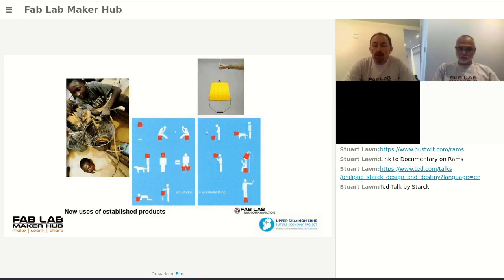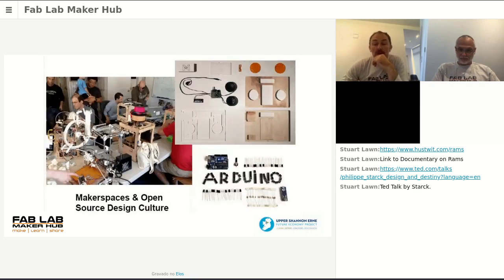Again, think about new uses of established products. An interesting little project by somebody there examining your bucket, a very typical bucket that you can buy in any hardware store, and what are all the various ways and means you can use that product for.